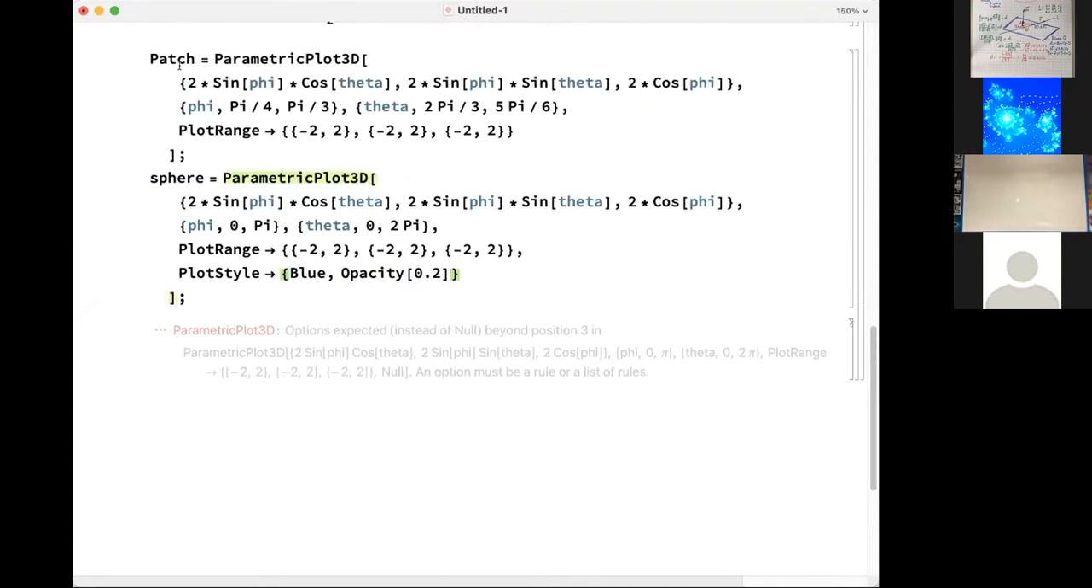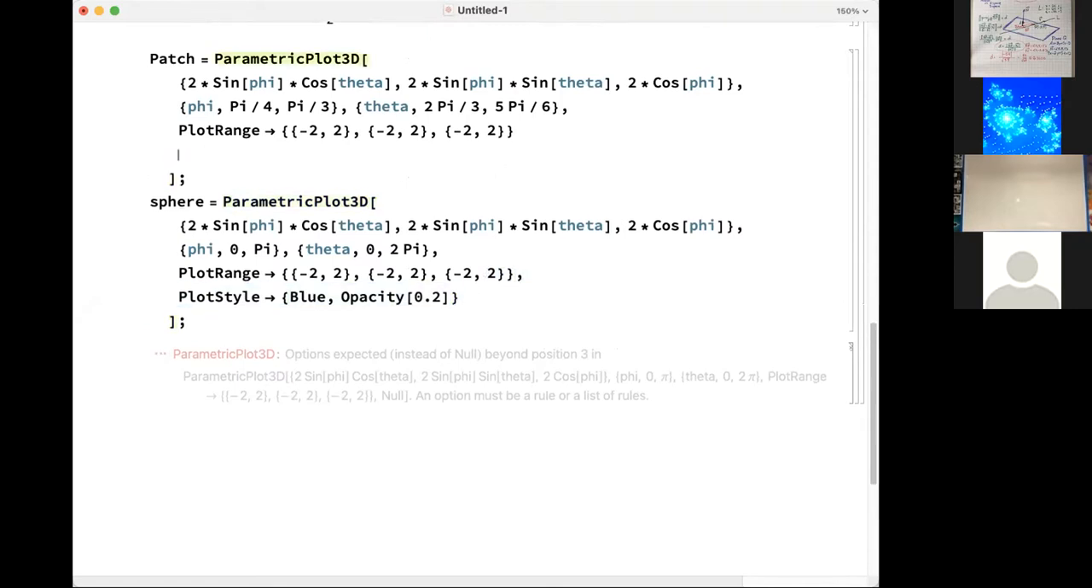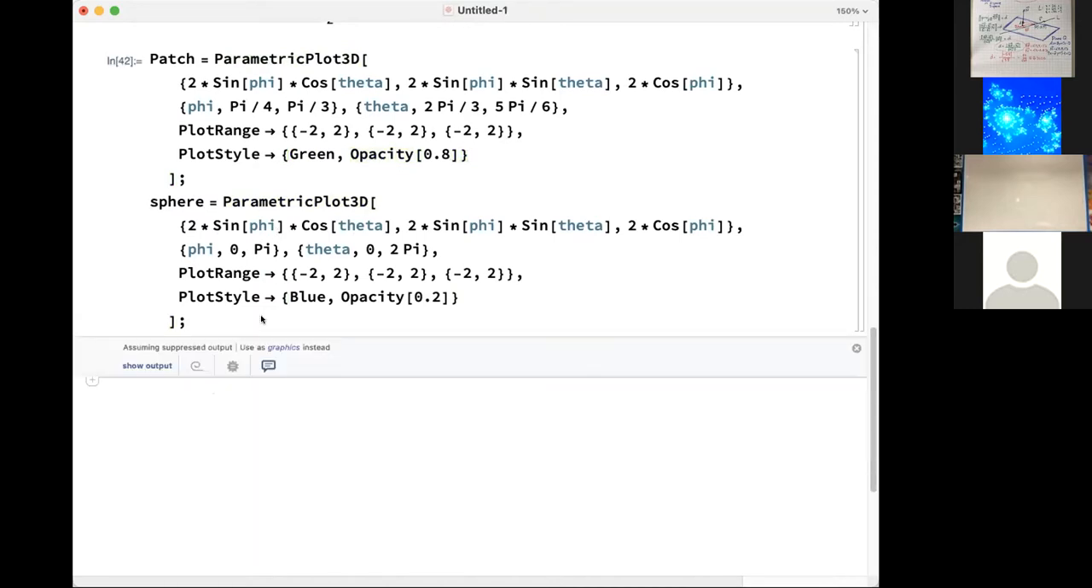Okay, so now I've drawn a patch, specified no color, but do you see how easy it is to specify a color? I'll just grab this thing that I just did and insert it. Let's make this patch red. Let's make it green. Green is a little too bright for me here. Let's make this 0.8 transparency. I got a patch, I got a sphere. What am I going to do? I'm going to show you the patch and the sphere.